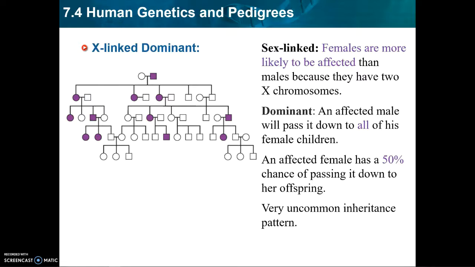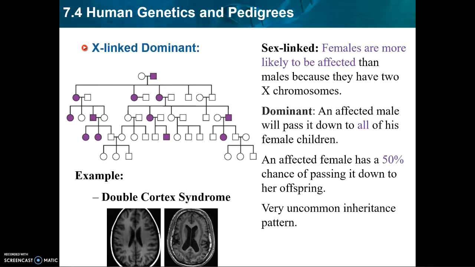Now, generally speaking, this is a rare pattern. You're not going to see a lot of Punnett squares, pedigrees that show an X-linked dominant pattern. And there aren't a whole lot of diseases that are caused by this. One example is called double cortex syndrome, and it has to do with brain development. You can see that this brain on the right, it looks like it has a double layer around it. So that kind of crowds the brain as the brain is developing and can have severe consequences in terms of intelligence and learning.